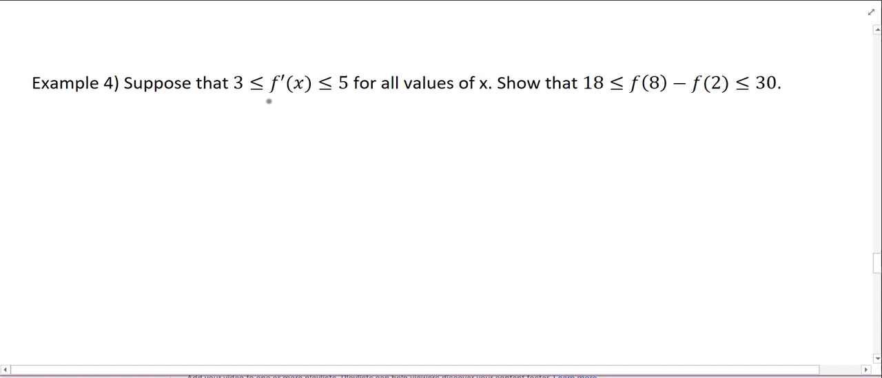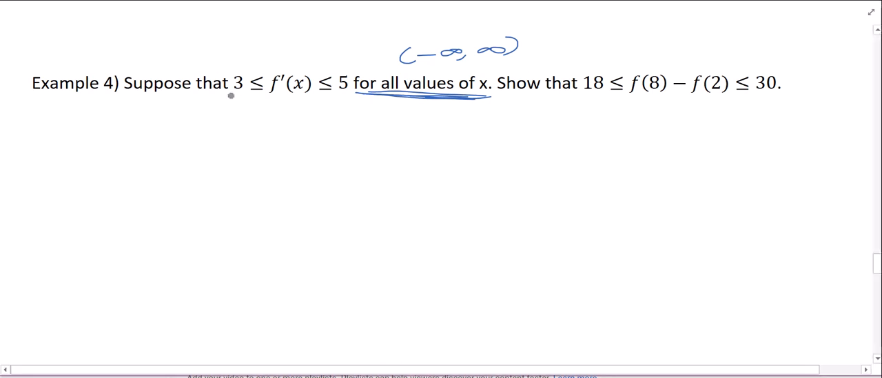Well, one hint is that I know I'm in the mean value theorem and Rolle's theorem section, so I'm going to try to go with that. And so I look at the first part. It says the derivative, f prime of x, is between 3 and 5. Now notice that it says for all values of x. So all values of x, to me, that means minus infinity to infinity, right? There's no restriction.